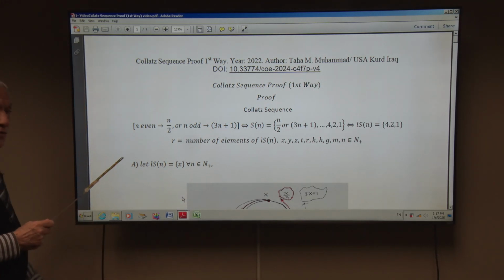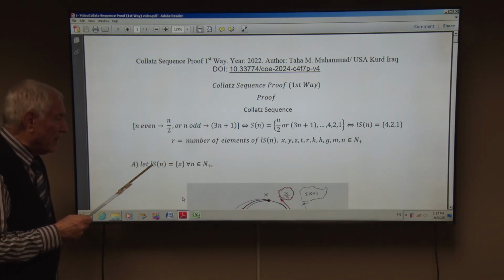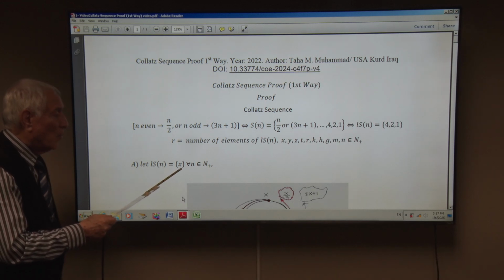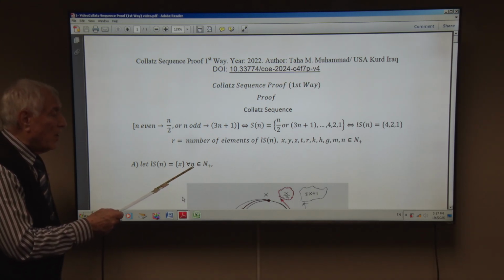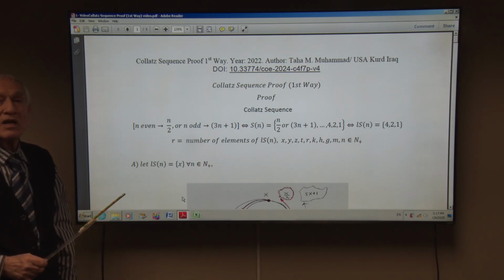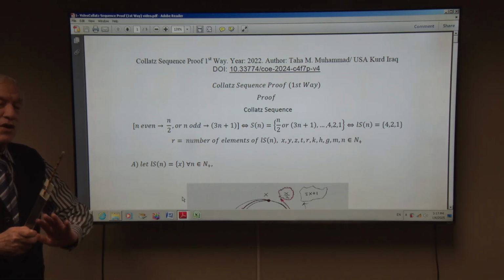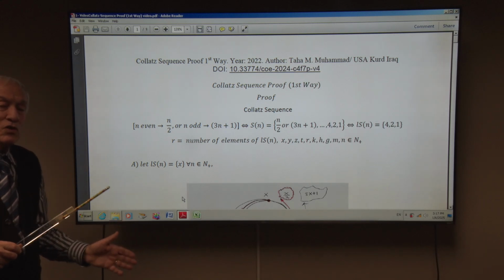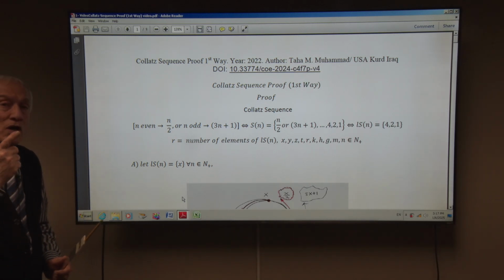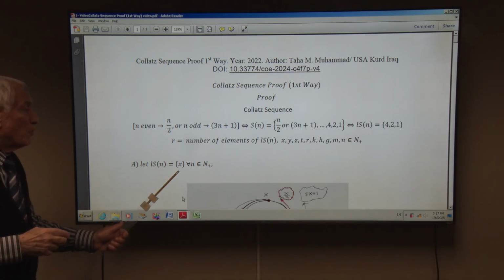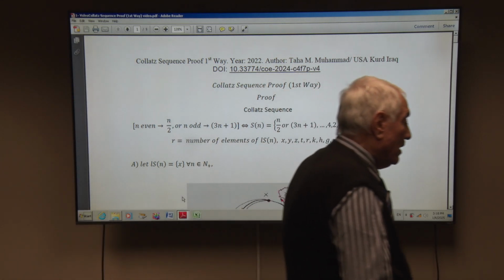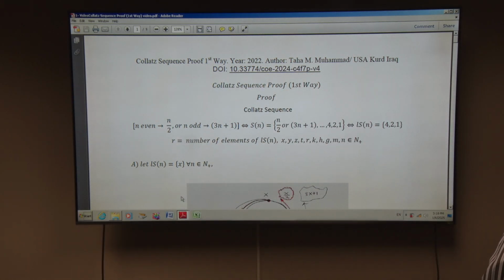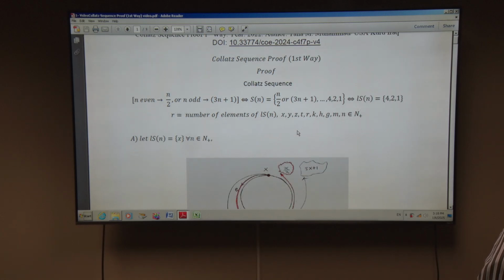Let us start the proof. Let the loop have only 1 element. One element comes from all integers and natural numbers. I am taking all natural numbers, to see which one will give me 1 element in the loop. What shall I do? Then I have to create a strategy here, a tactic.